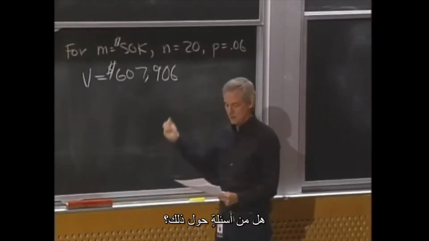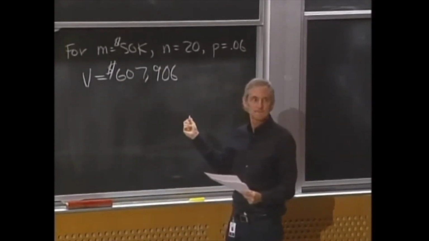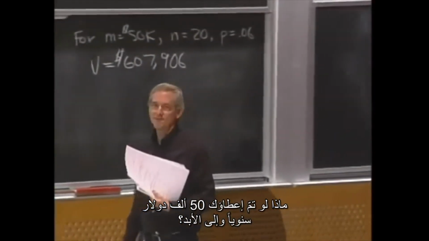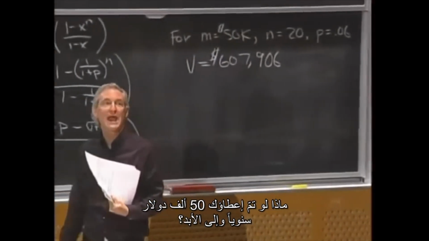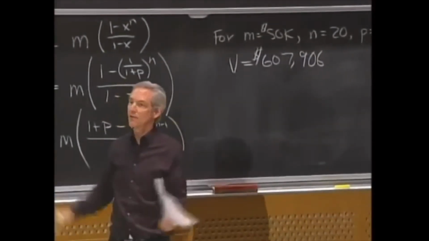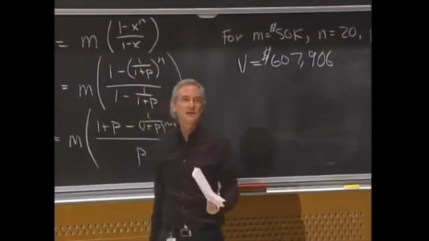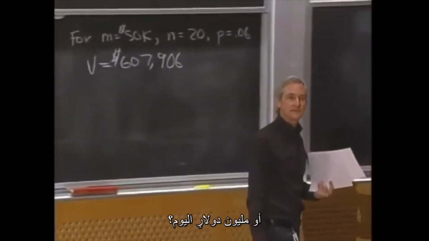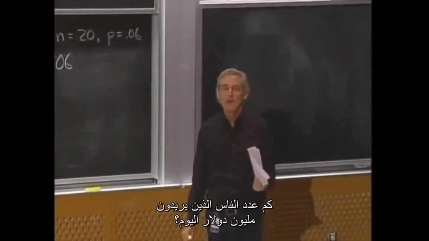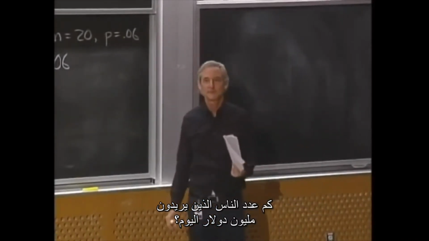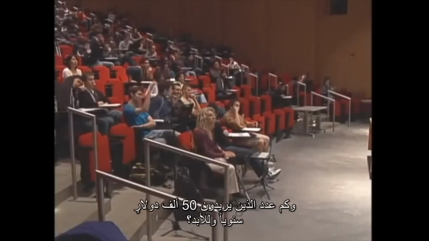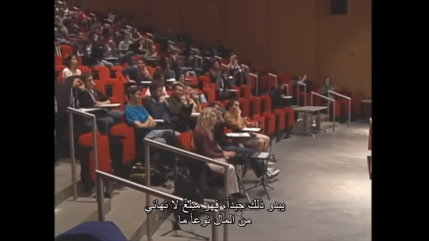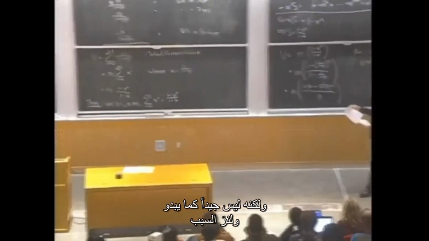All right, any questions about that? Okay, what if you were paid $50,000 a year forever? You live forever, or it goes to your estate and your heirs, $50,000 a year forever, or $1 million today. How many people want the $1 million today? How many want 50 grand a year forever? Sounds good. You know, that's an infinite amount of money, sort of. It's not as good as it sounds.